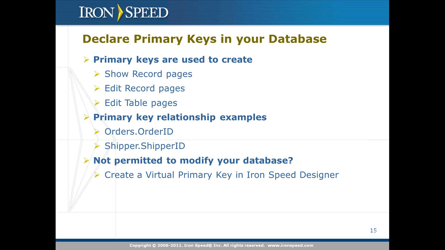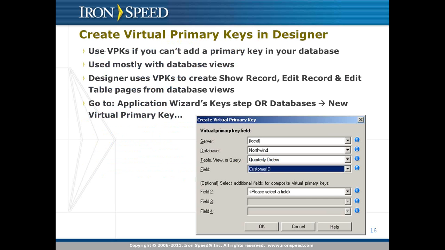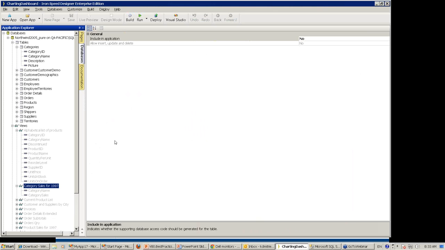So again, this slide tells you that you would need to have primary keys even in the tables, not necessarily only in the views, to update and create data. But again, if you're not permitted to modify your database, you can create a virtual primary key in Designer. So how to do this? Well, I can show you, or you can look on the slide, but better let me go just strictly to the Designer and show you the same thing on the live product.